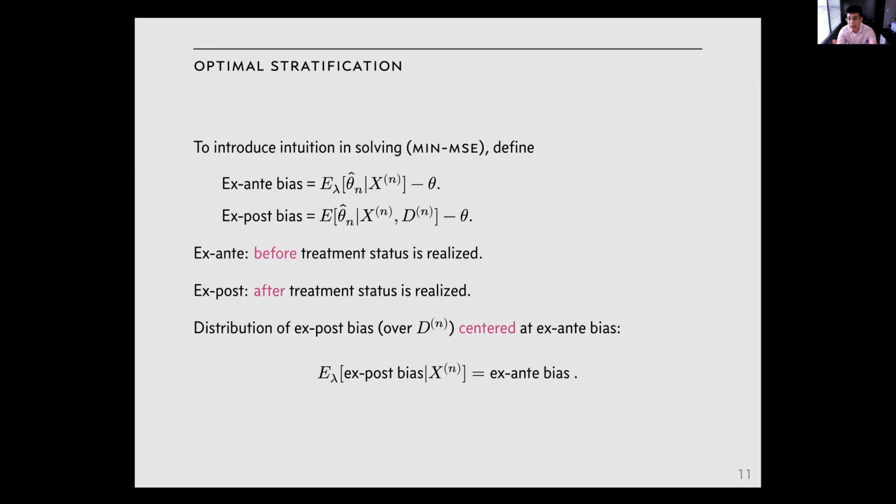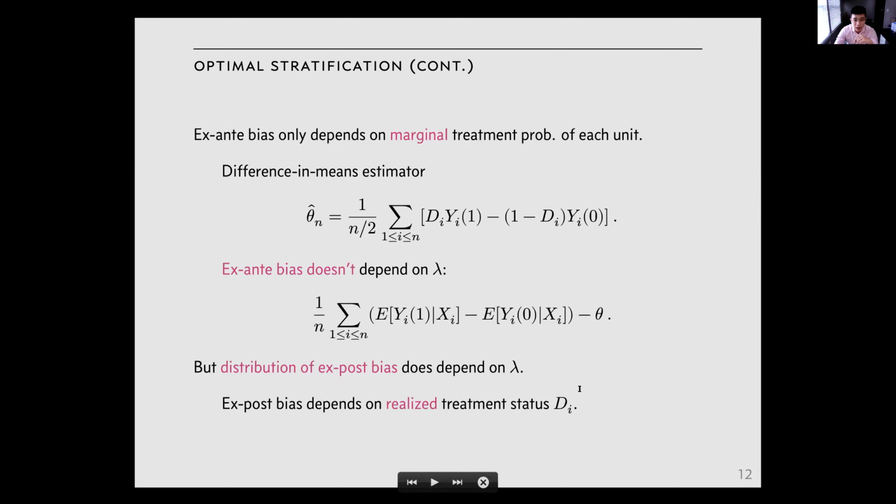So of course, ex-ante bias is averaging over all kinds of possible realized treatment status. And by the law of iterated expectation, you can see that the distribution of ex-post bias is actually centered around the ex-ante bias. So this is what I said here. Now, the reason why I want to introduce those two different notions of bias is to make it clear that if you are interested in the ex-ante bias, then you don't care about your choice of stratification at all. The reason is that ex-ante bias doesn't depend on stratification.